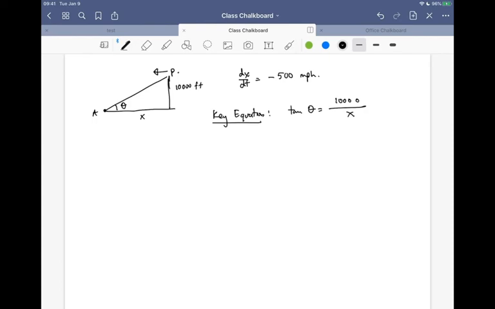Now, we could have used sine or cosine. The problem with using sine or cosine is that they both involve the hypotenuse of the triangle, and we don't know the hypotenuse, but we do know the two legs, or at least one of the legs of the triangle. Okay, so the next thing we need to do is to differentiate. So I'm going to rewrite our key equation as this. That'll make the differentiation step easier, because what is the derivative of tangent?